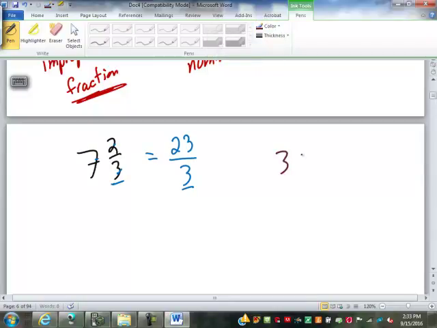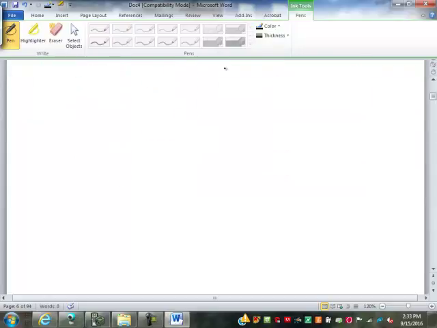So how about 3 and 1/4? How many fourths? Perfect. 3 times 4 is 12 plus 1 is 13 fourths. So we can rename our fractions. We can move it from improper to mixed or back again. So now let's look at doing some operations with them. We talked about 1/3 plus 2/5.